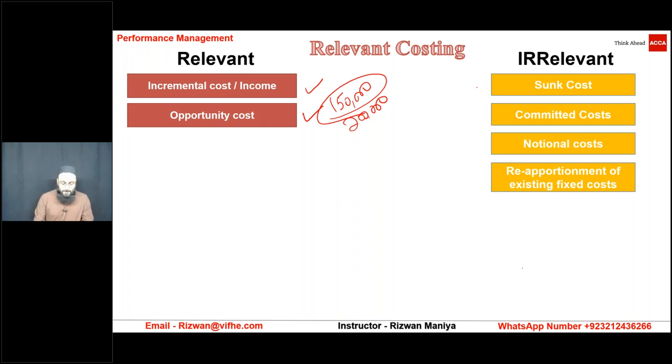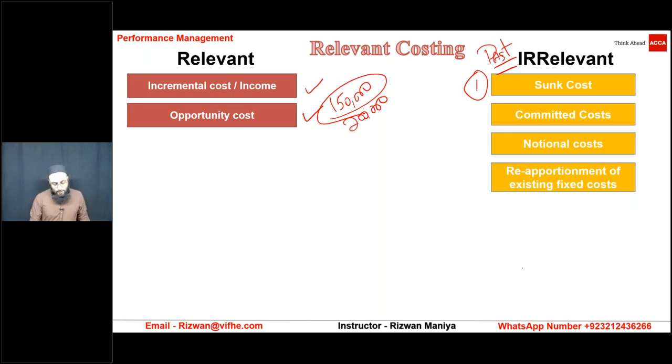If it is a sunk cost, you all know what a sunk cost is. Sunk cost is a past cost, which means it has already been incurred in the past. At the time of taking the decision, that cost has already been incurred. So that is a sunk cost, which will not be a relevant cost.